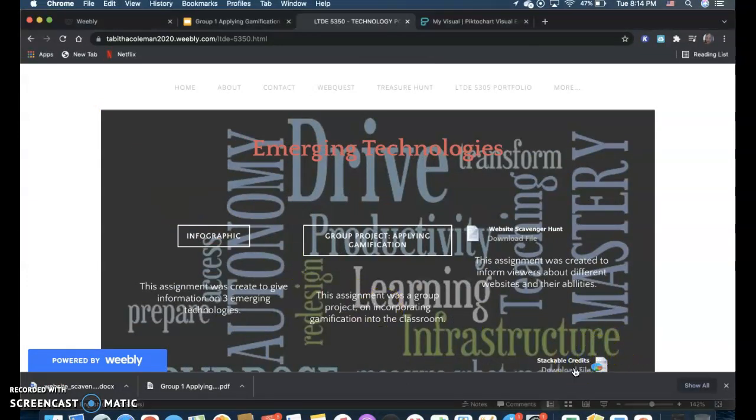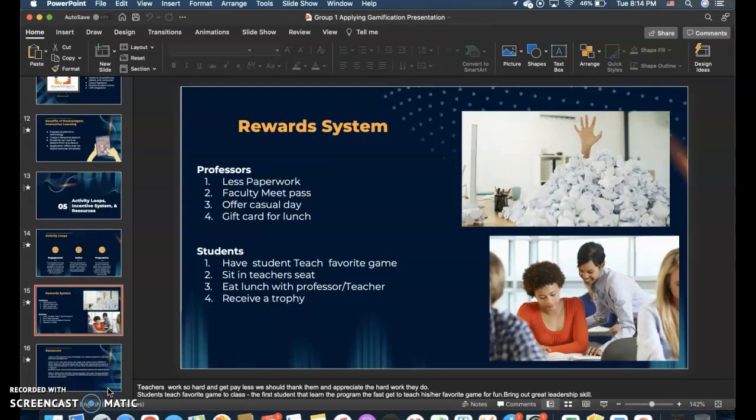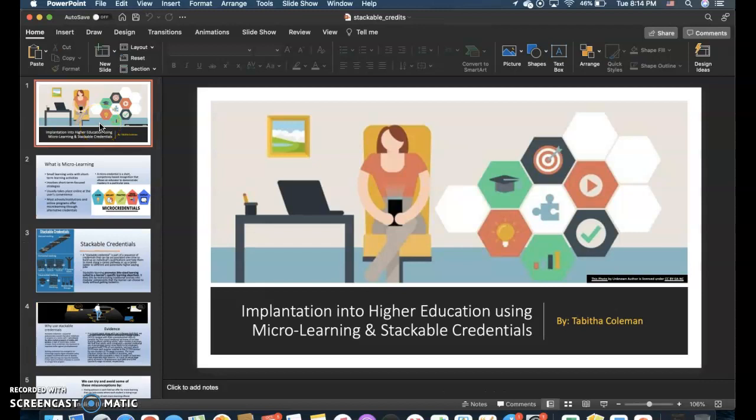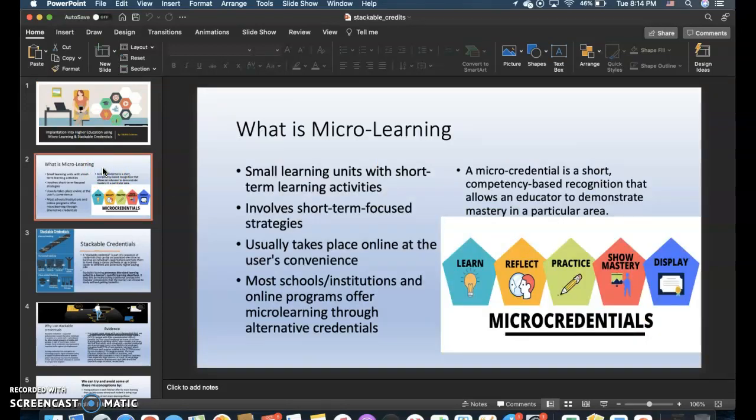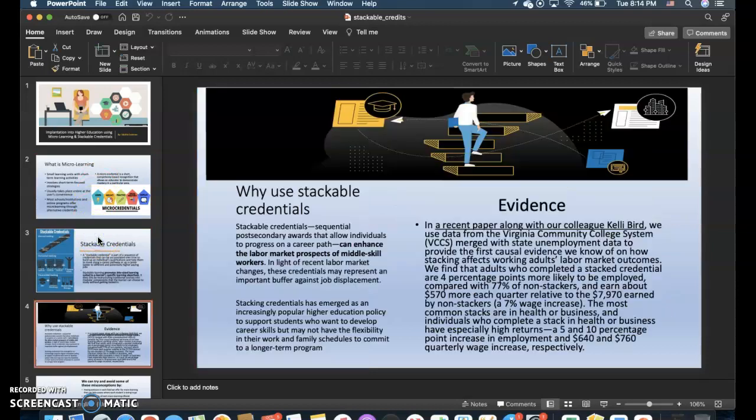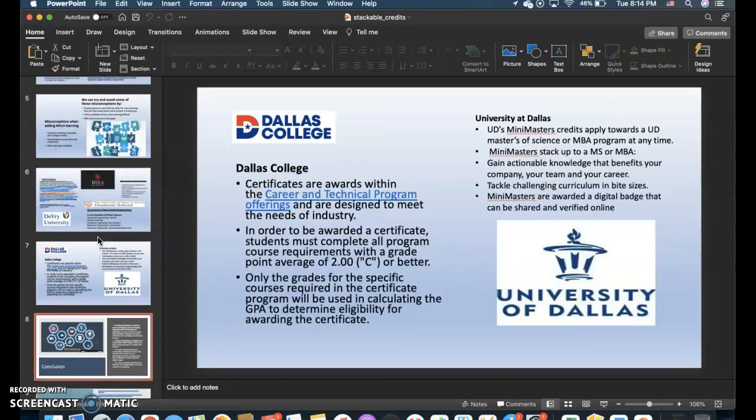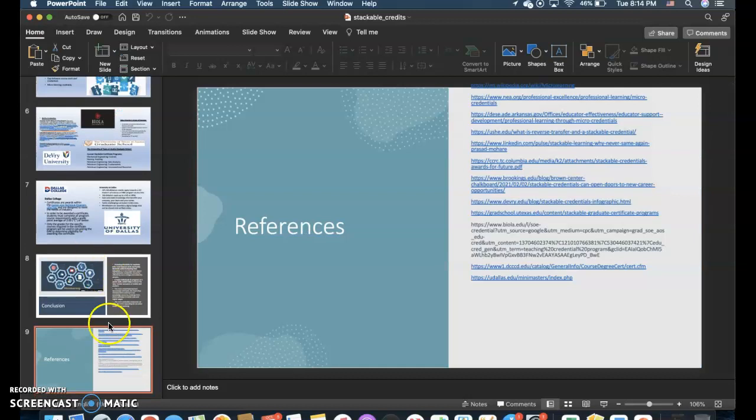The last thing that I did was the Stackable Credits presentation. And this one was over microlearning and stackable credits, which are things that can be implemented in college that allows people to progress in their careers without gaining another degree. They're gaining certifications. And I did the pros and cons, what schools enforce it, how they offer it. And then the conclusion.